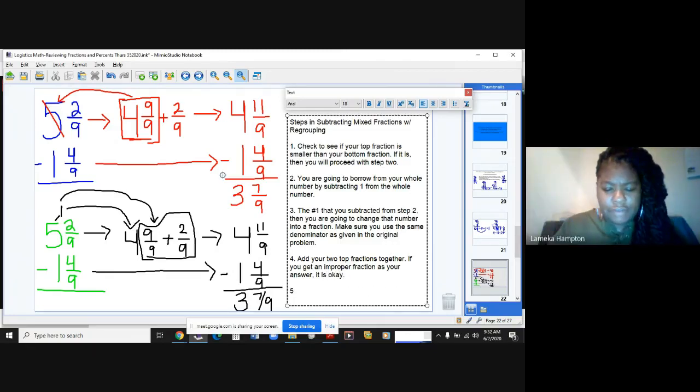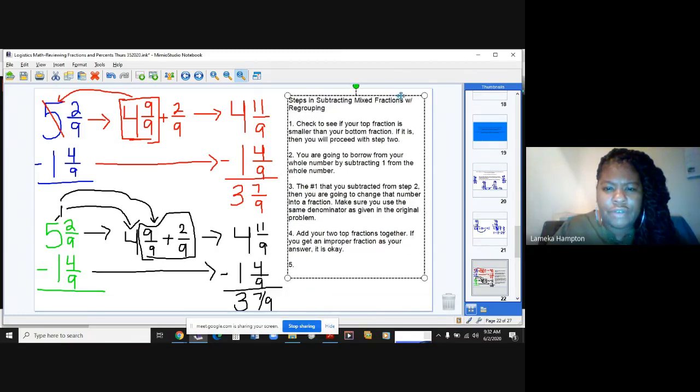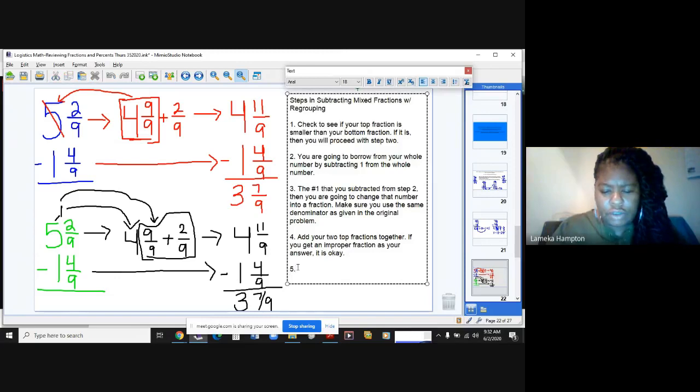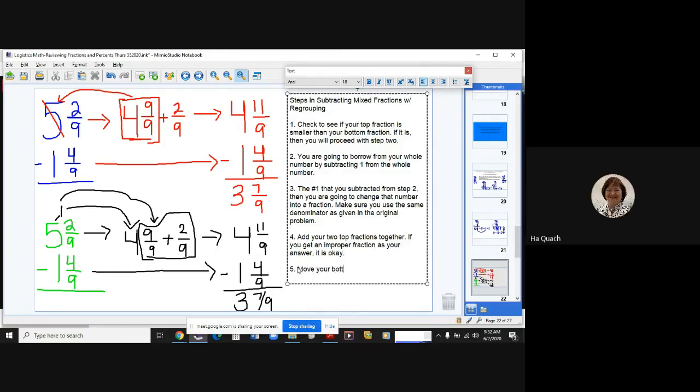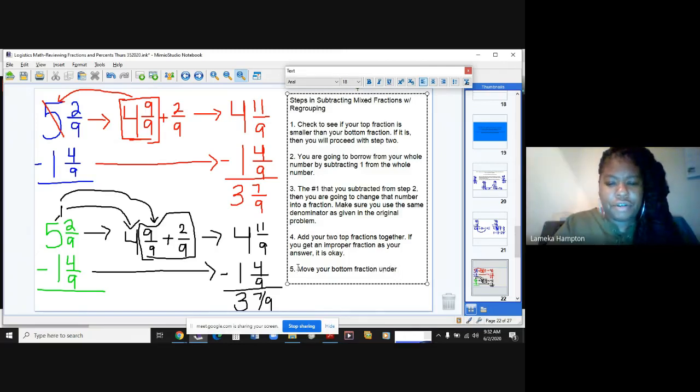Okay, and then we have step 5. I'm going to go ahead and move this up very quickly, so that way I can have some room here. All right. So step 5, we're now going to move your bottom fraction under the new top fraction. And solve.